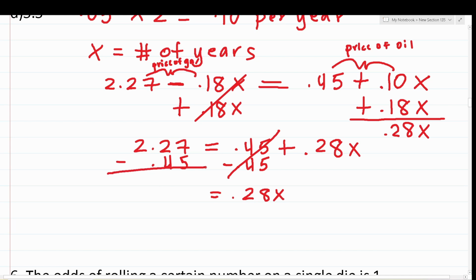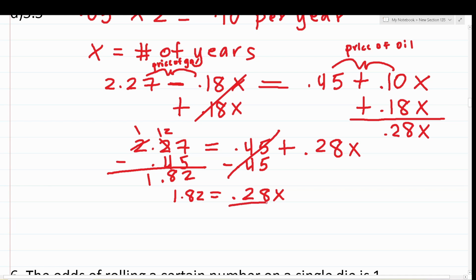And let's go ahead and work on doing this subtraction here. 7 minus 5 is going to be 2. 2 minus 4 we can't do, so we're going to have to borrow. This is going to become 1. This becomes 12. 12 minus 4 is going to be 8. Drop down our decimal in place. 1 minus nothing is 1. So this is 1.82 equals 0.28x. Again, we're just solving for x, which refers to the number of years it takes for these two prices to be equal to each other.